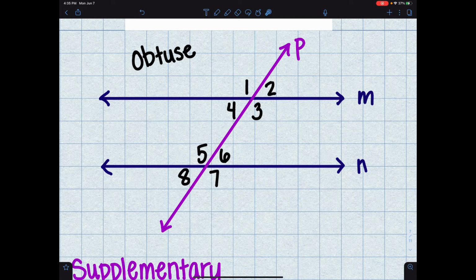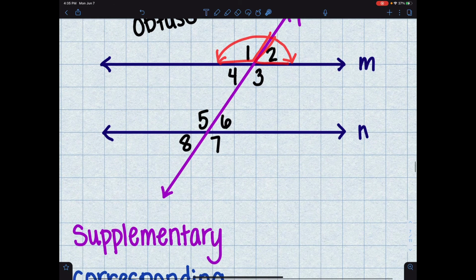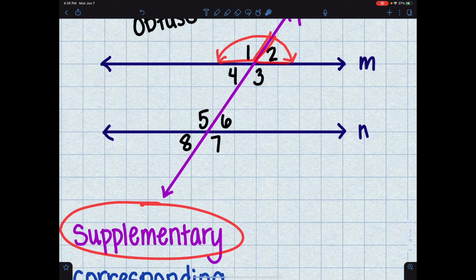Okay, now I want you to notice something. Angle 1 is an obtuse angle, and angle 2 is an acute angle. Together, those two angles form a straight line because they go from there to there. So these angles are called supplementary angles. Look at the bottom.